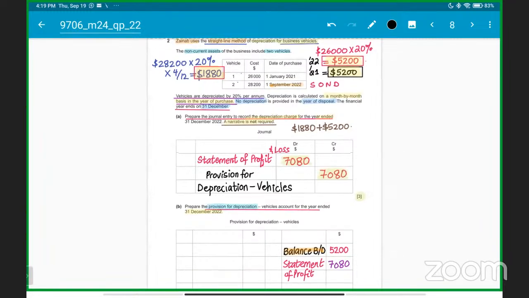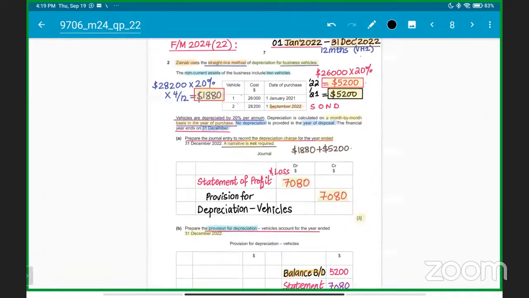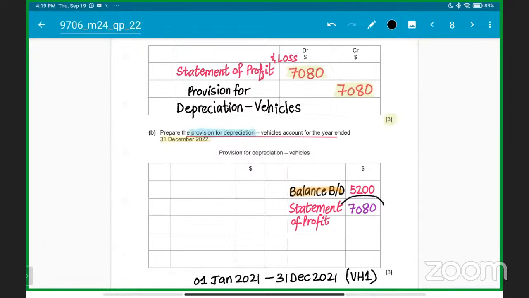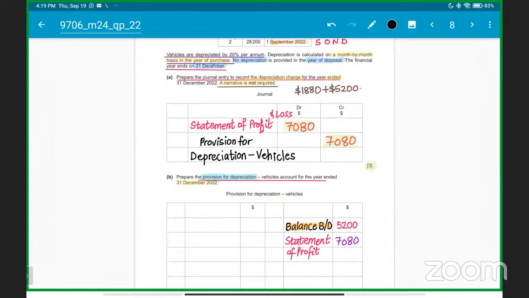2022, and because we are dealing in the year of 2022, September, October, November, December will be the charge of depreciation for vehicle number 2, and vehicle number 1 has not been disposed of yet, which means by the end of year 2022 both vehicles are available. So students need to understand, this 7080 includes the depreciation of vehicle 1 for 2022, and also 4 months of depreciation of vehicle 2 for the year 2022.